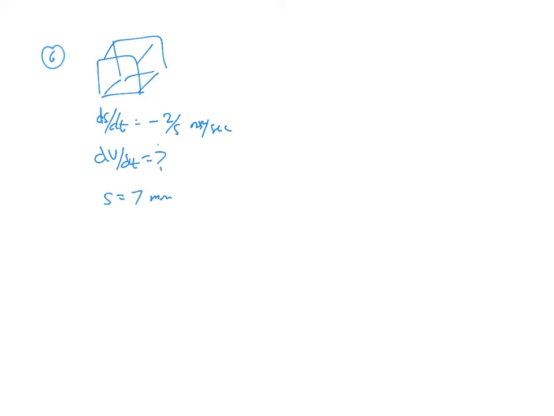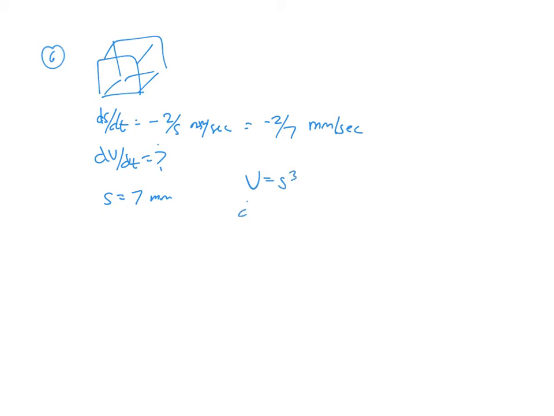6, we've got another perfect cube. Okay, an ice cube is melting, so the length of the sides are decreasing at a rate of negative 2 over s millimeters per second. Assume that the block retains its cube shape as it melts. At what rate is the volume of the cube changing when the sides are 7 millimeters each? So that means that this is negative 2 over 7 millimeters per second.